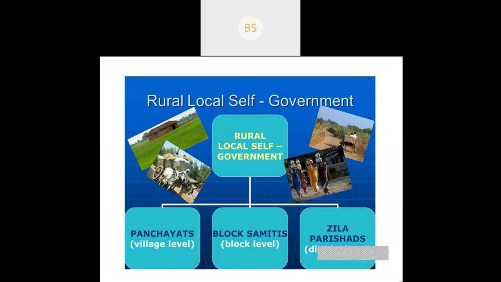Now first is the panchayats, which is at the village level. Then the block samitis, also known as the block level. Then comes the Jilla Parishad, where the districts come. Now this is the picture. The next picture I'll show you now.